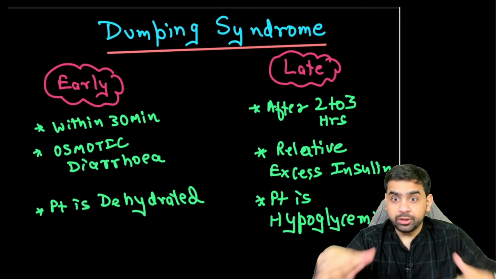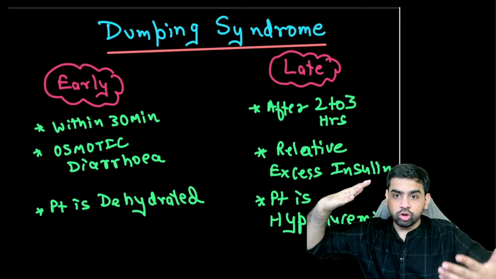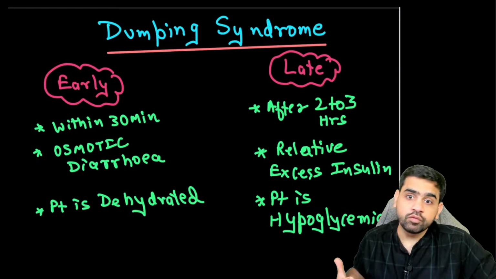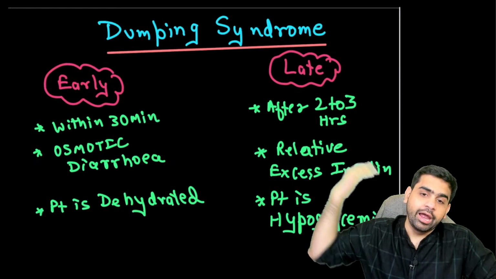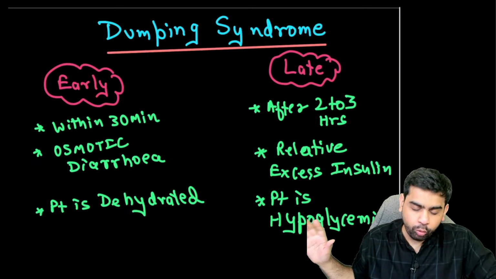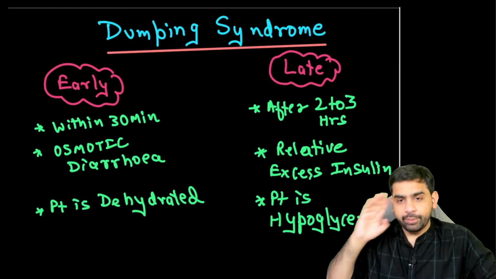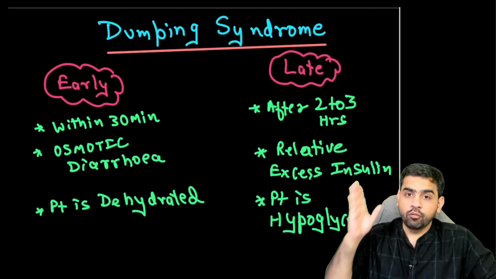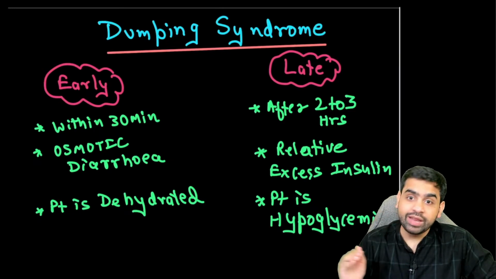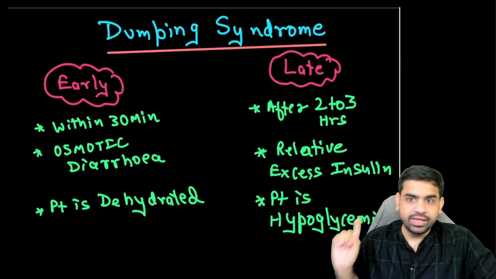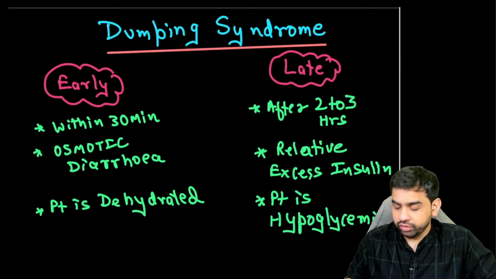So what is going to happen? Over a period of time, the pancreas has produced a lot of insulin, but the glucose did not get absorbed, and because of this there is a relative excess of insulin, and the patients land up in hypoglycemia. Now, actually it doesn't happen exactly like this, but I hope you have understood. This will help you remember what type 1 and type 2 dumping syndrome are. Very important. The clinical scenarios around this are asked a lot of times. I hope you have understood this point, guys.